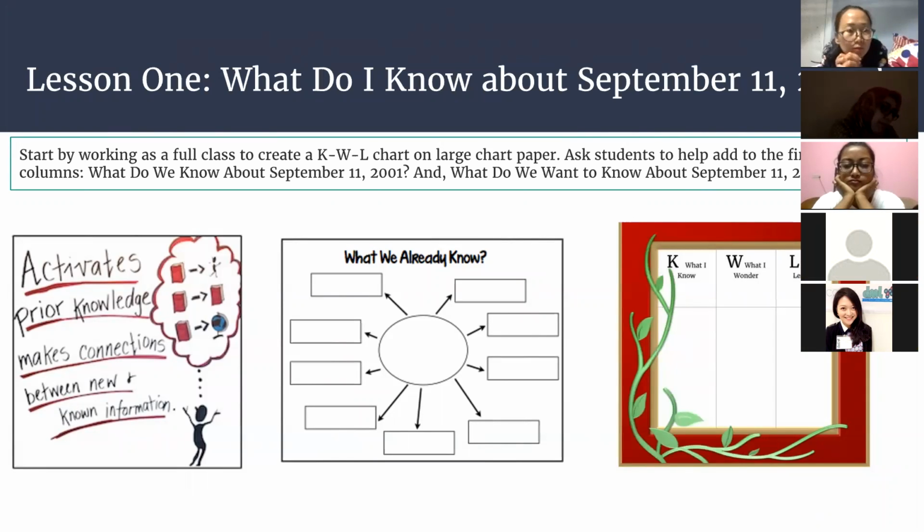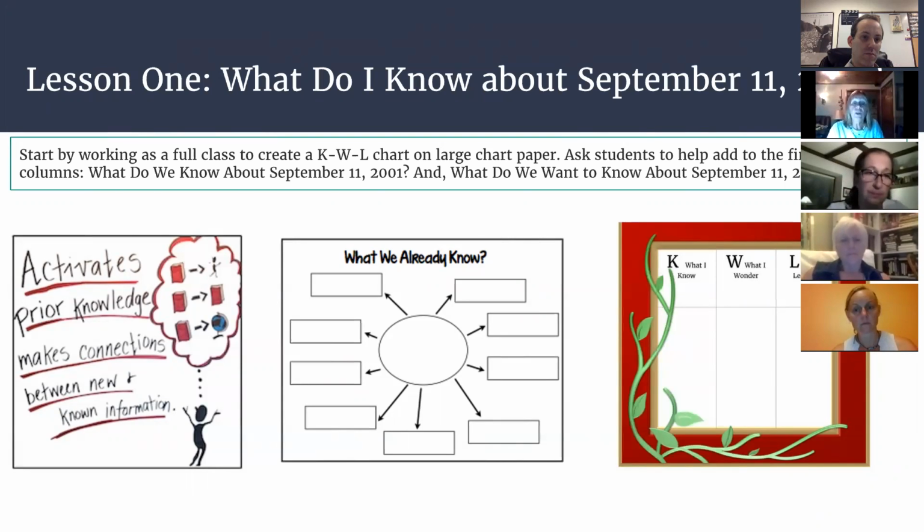So either a cluster diagram, as is in the middle, with the main concept in the middle, which would be 9/11, or the KWL. What do I know? What do I wonder? And what am I learning? So that would answer the questions that are at the top of the page. What do we know about September 11th, 2001? And what do we want to know? New slide.